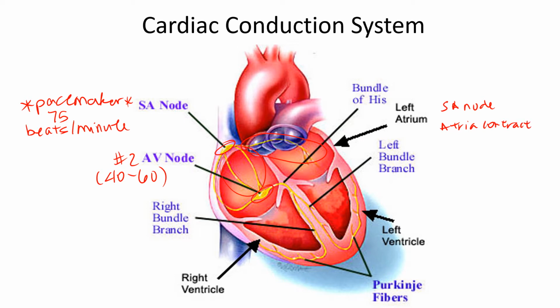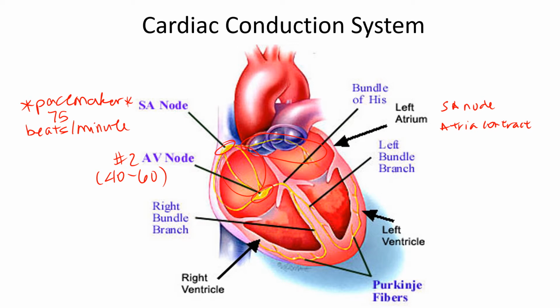The nerve impulse will then reach the AV node. There's a pause here though, because we don't want the AV node to fire immediately at the same time as the SA node. Why? We want the ventricles to fill up with an adequate amount of blood. So there's a pause here.